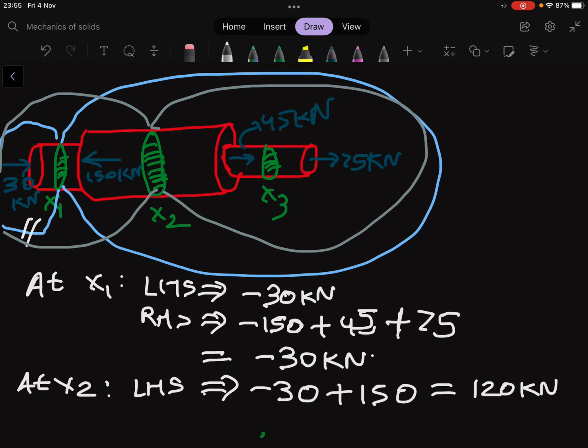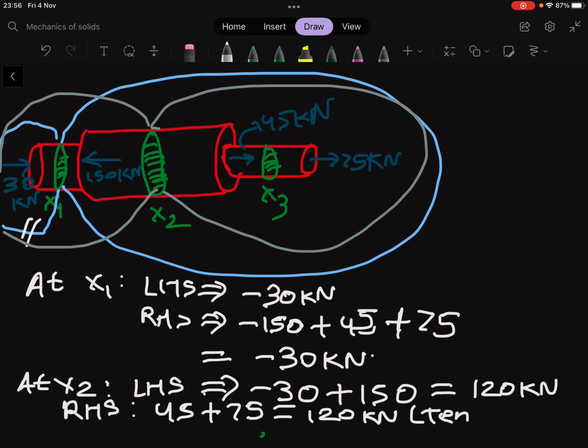Now if you want to verify for the right hand side, just as verification, from the right hand side we can see the tensile loading of 45 kilonewton, so we write plus 45, and also the tensile loading of 75 kilonewton, so it sums up to 120 kilonewton, tensile in nature. So this is the main thing.